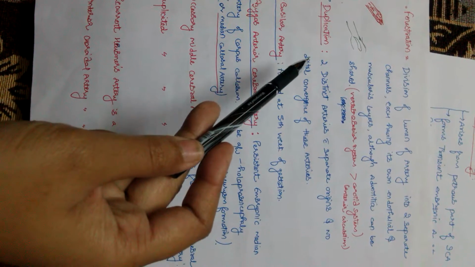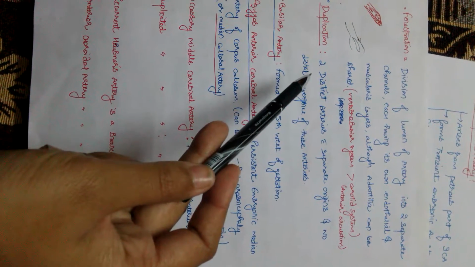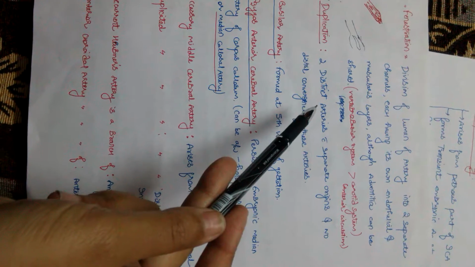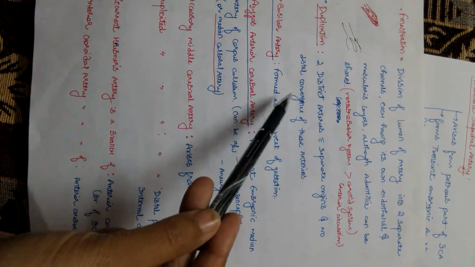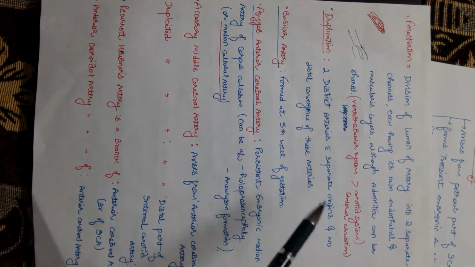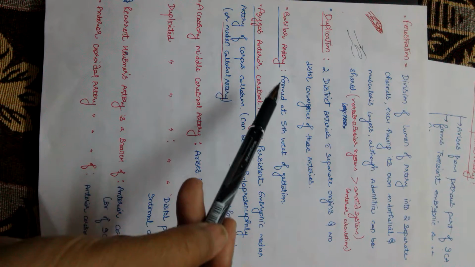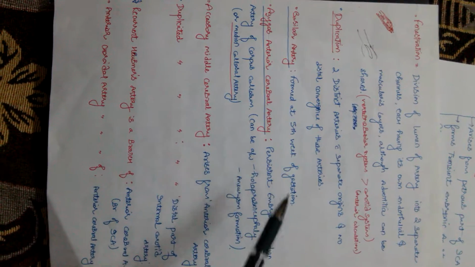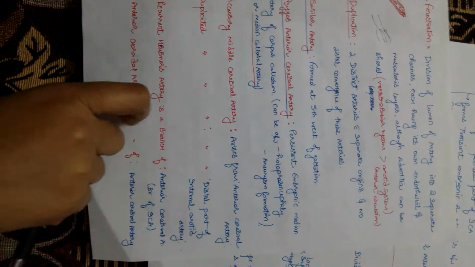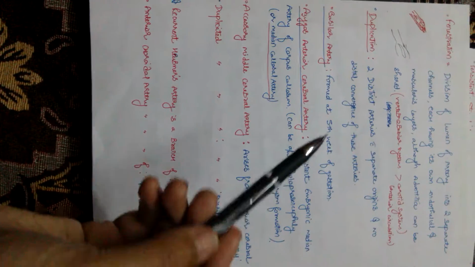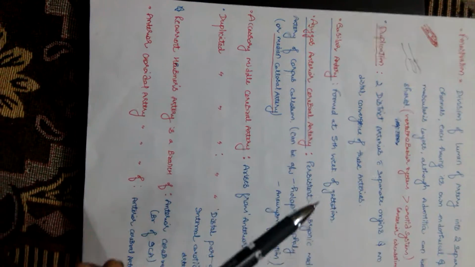Next is duplication. Duplication means two distinct arteries with separate origins and no distal convergence of these arteries. Next point you should know is that the basilar artery is formed at the 5th week of gestation. How is the basilar artery formed? By the joining of two vertebral arteries.